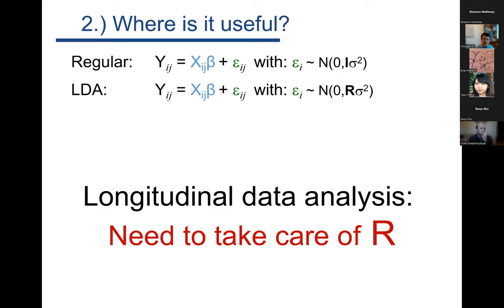Now the essence of all longitudinal analysis techniques, regardless of which models or methods you are using, whether GEE or mixed effects models, is that they all need to use some way to take care of this correlation.